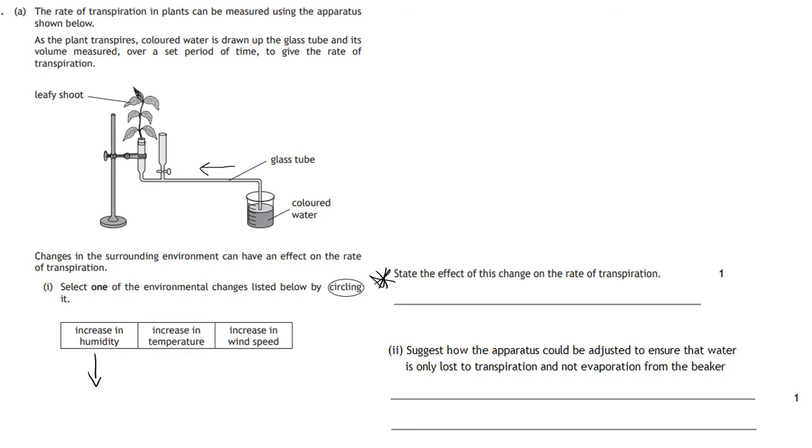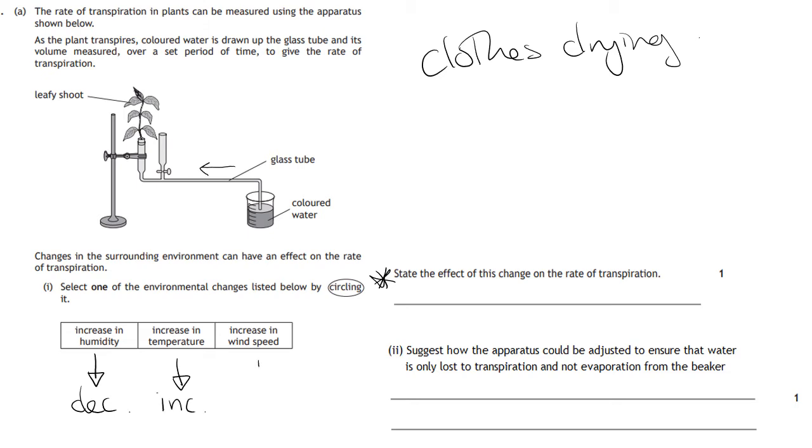So if I pick an increase in humidity, what's that going to do to the transpiration? Always think about clothes drying, right? So the more humid it is, the more water that's in the air. Are your clothes going to dry faster? No. This is going to decrease transpiration. An increase in temperature. What will this do? Clothes drying? Will my clothes dry faster? Yes. This is going to increase transpiration. Increase wind speed. Are my clothes going to dry faster? Yes. Increase wind speed. Okay.